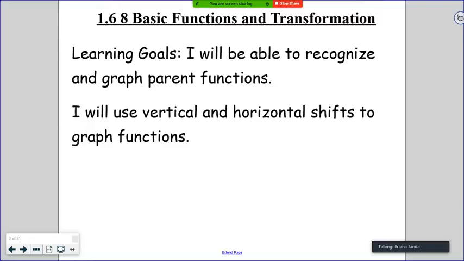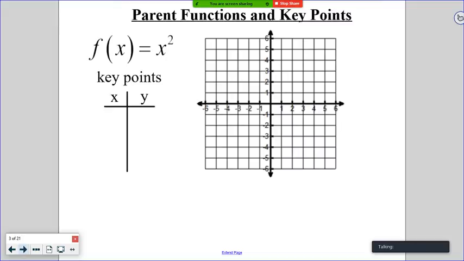Today, all we're talking about is parent functions and then shifts, vertical and horizontal shifts. And we will add the rest of our transformations tomorrow, put it all together Thursday, review Friday, quiz Monday. What you'll notice is on that cheat sheet that I gave you, it has a place to draw each of our parent functions. It has a table next to it.